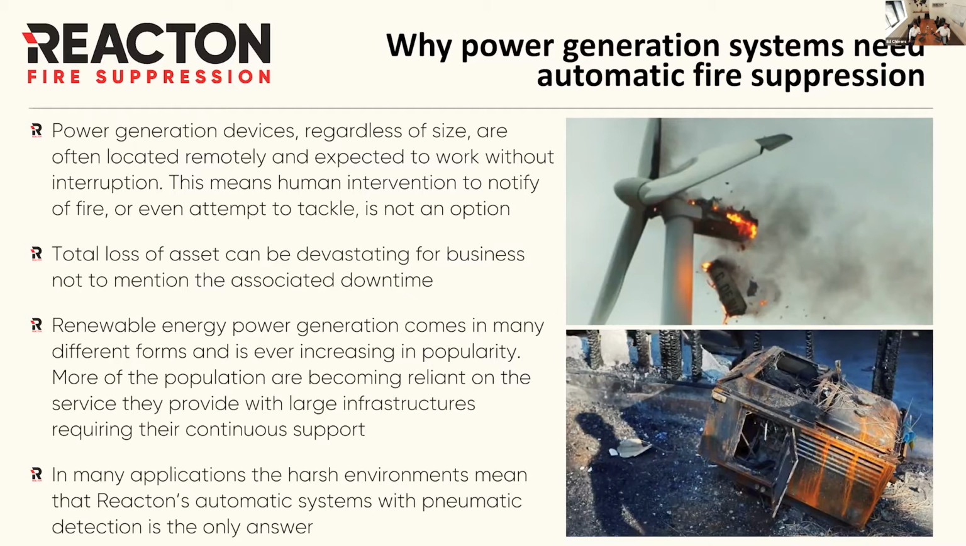And then we've got the last point here, which talks about the harsh environments. This really does lead us to having the automatic fire suppression system with the burst tube technology, the pneumatic detection, because of the environments. If you imagine a wind turbine, you've got harsh operating conditions, and you can't afford to have false alarms. You can't be going back up to replace it and everything like that.